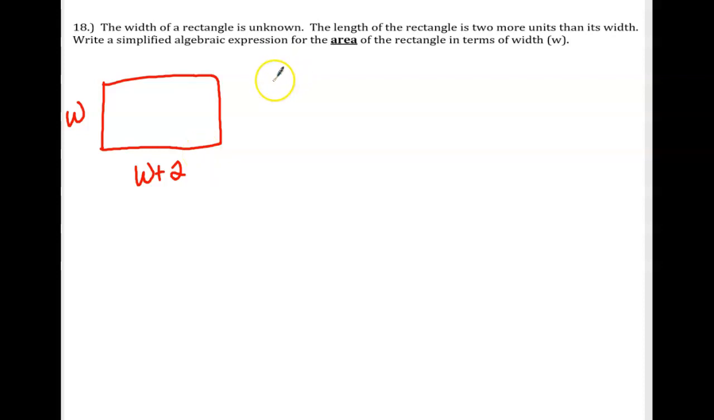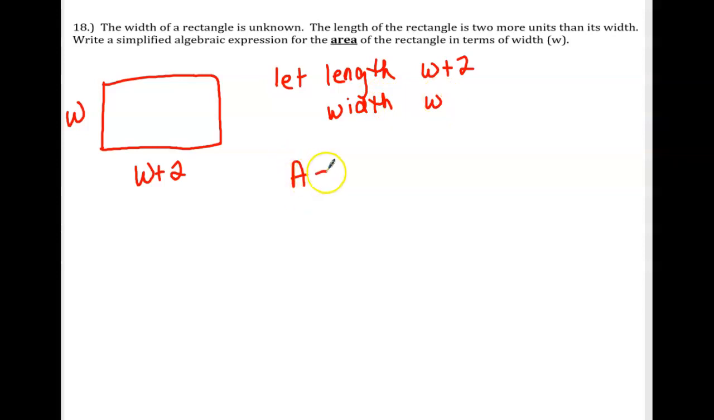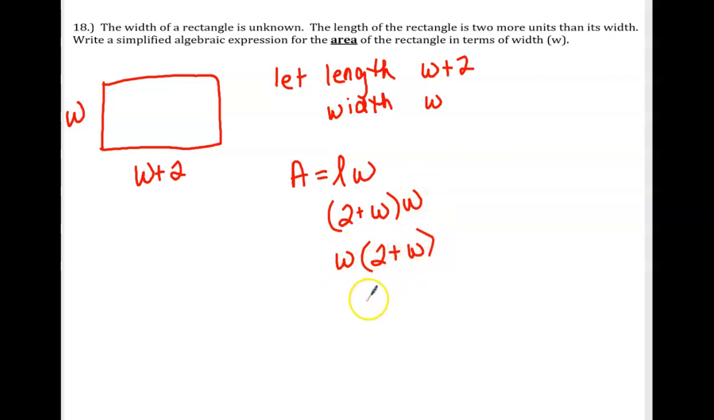So in this case, our length is going to be w plus 2, and the width is of course just w. To get the area, since the area is the length times the width, the length is going to be 2 plus w, and the width is w. So I'm going to rewrite this as w times 2 plus w. I'm just multiplying the two together.